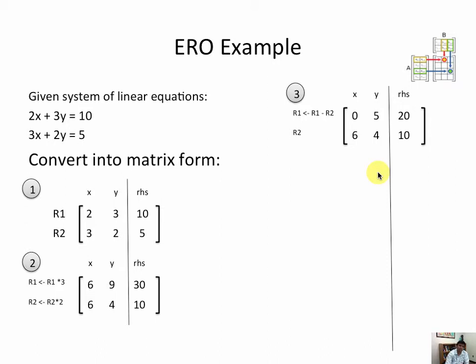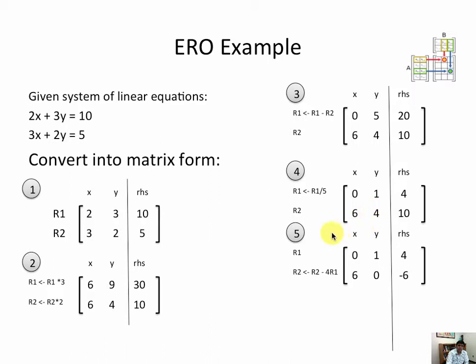Okay, let's see another elementary row operation, or ERO. We change R1 to R1 divided by 5: 0 divided by 5 is 0, 5 divided by 5 is 1, 20 divided by 5 is 4, and again we are leaving R2 as is: 6, 4, 10.